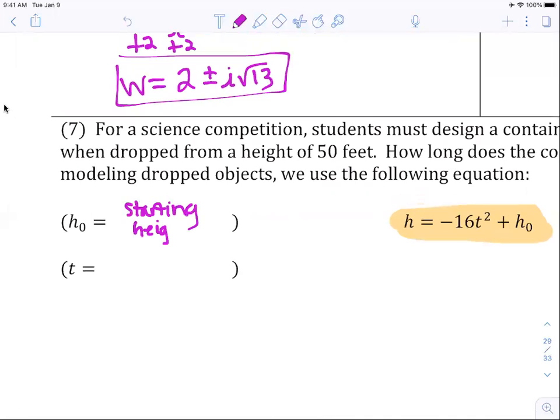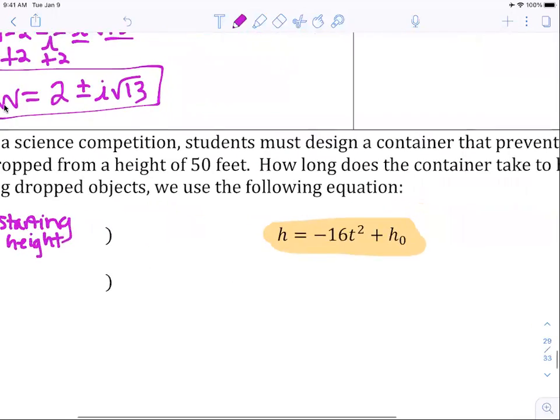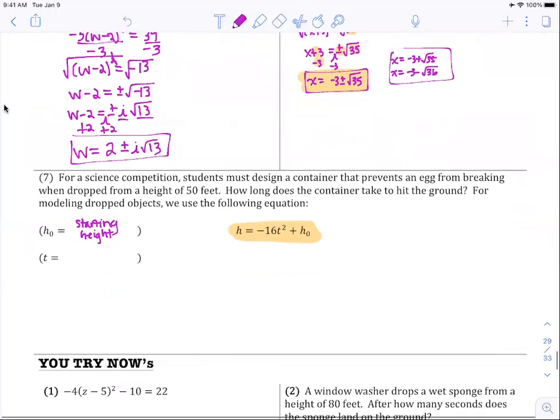So for example, if whatever we were doing was starting, if whatever was being launched or thrown or kicked or hit, if it was on the ground, your starting height would just be 0. But in this case, it says for a science competition, students must design a container that prevents an egg from breaking when dropped from a height of 50 feet.